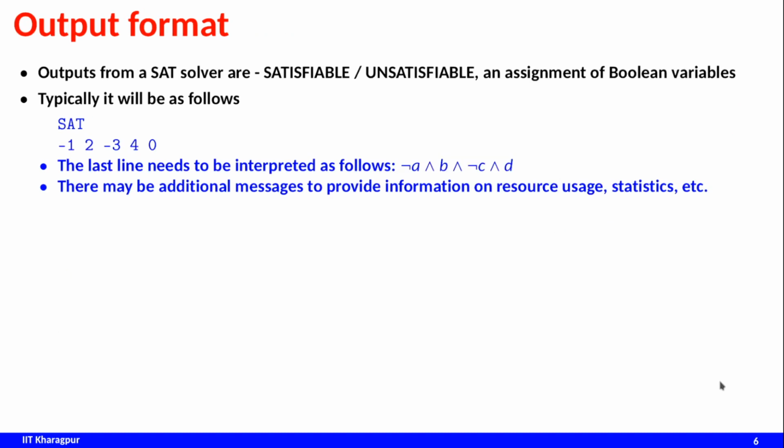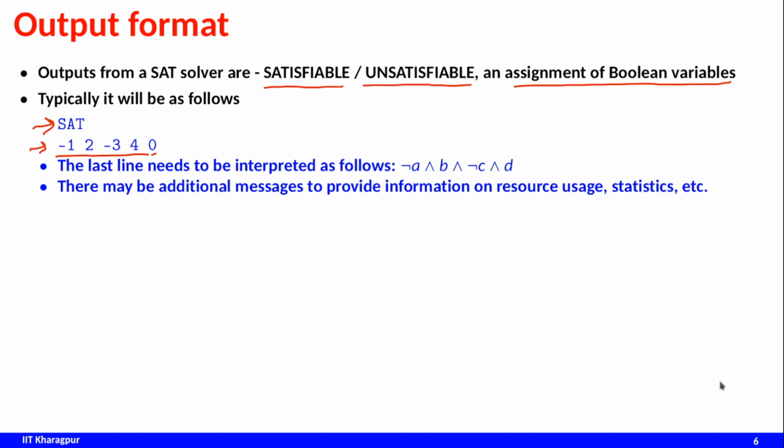Now the output format for SAT specifies either satisfiable or unsatisfiable. So the answer is either satisfiable or unsatisfiable. And if it is satisfiable, then it can provide an assignment of the boolean variables that makes the formula true. So typically the answer will be this one definitely, and it can say under what circumstances your formula will be true.